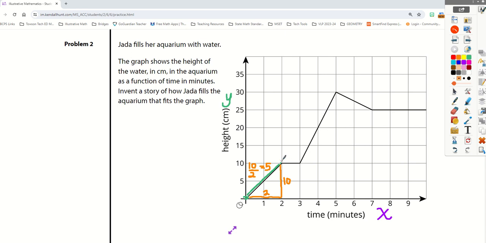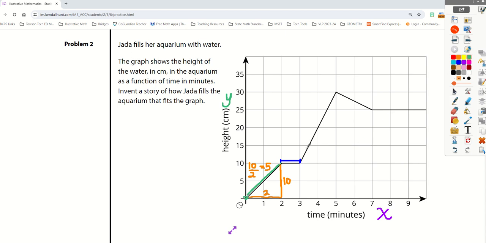Okay, something happens and she turns the water off. So this right here shows that she stops filling the tank. There's no slope here. No slope. 0. So a minute goes by, no water fills up. Maybe her mom called her. Maybe she had to stop and do something. Maybe she had to go to the bathroom, right? Something happens where she turns the water off here to here, and then she starts it back up again.